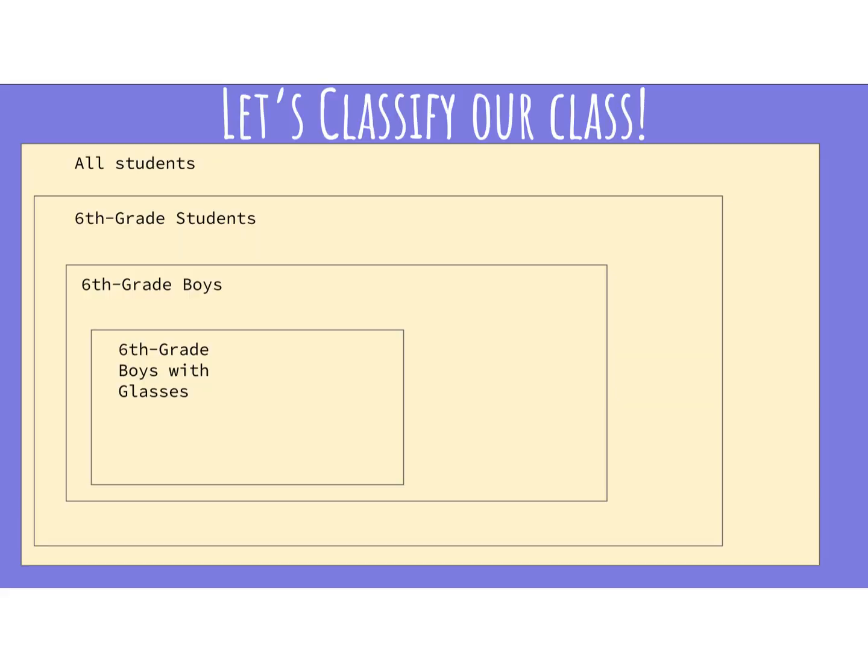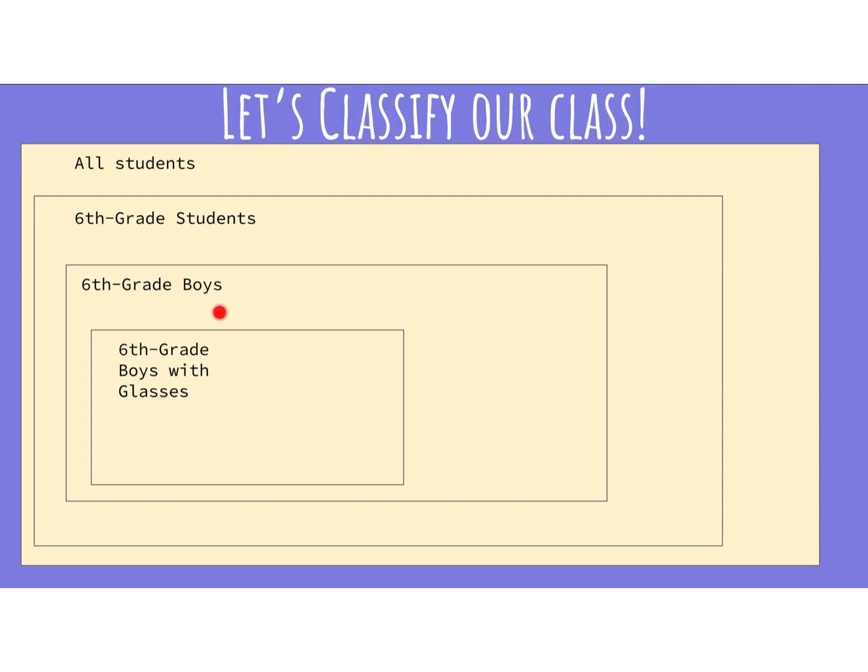So to classify our numbers, we're going to use a Venn diagram. This is a nested Venn diagram, so it starts with the most specific group, which is here we have 6th grade boys with glasses. And then if we go out into the next rectangle, this is a larger group of just 6th grade boys. So the 6th grade boys with glasses are a smaller subset of the 6th grade boys.